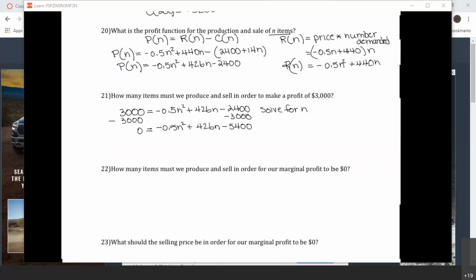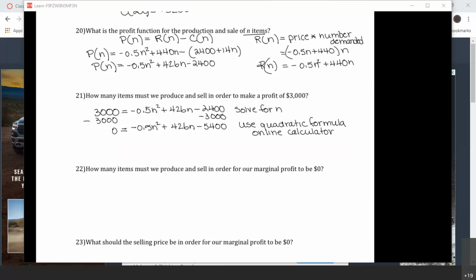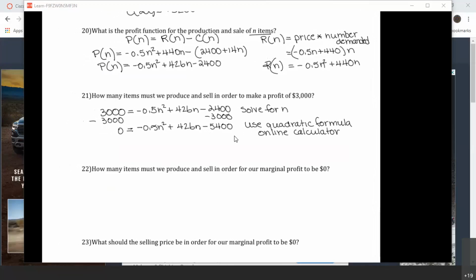If I look at these coefficients, am I going to try to factor this? What do you think? No, absolutely not. So use the quadratic formula, or an online calculator. You could certainly do it with the TI-84, but why would you when there are apps that will do it for you? Just plug in your function, and it will give you 2 x values.